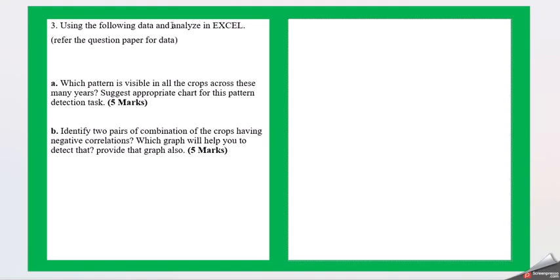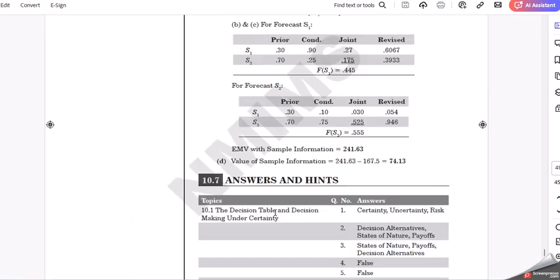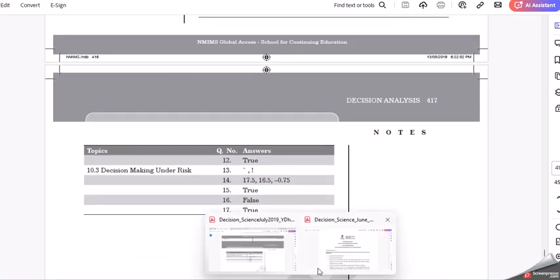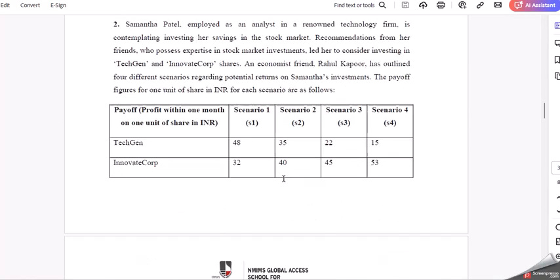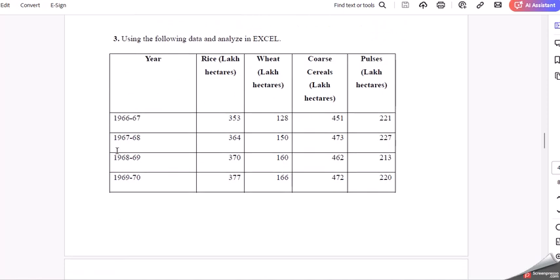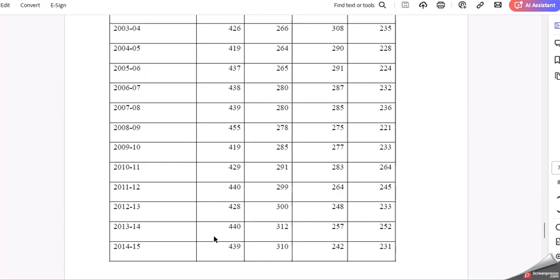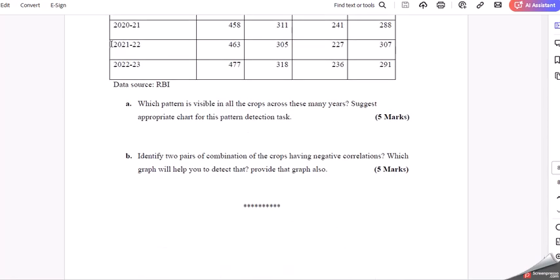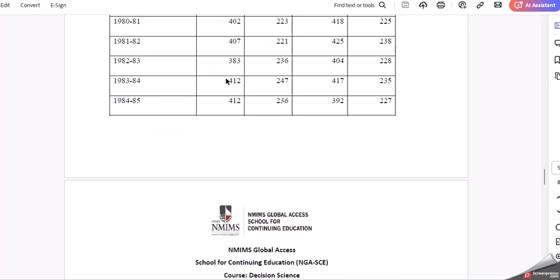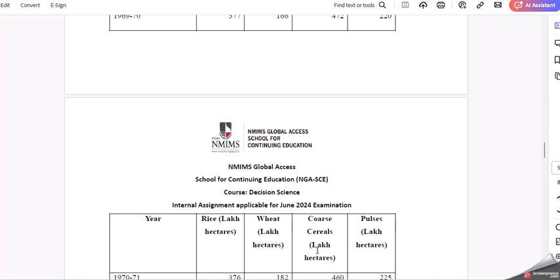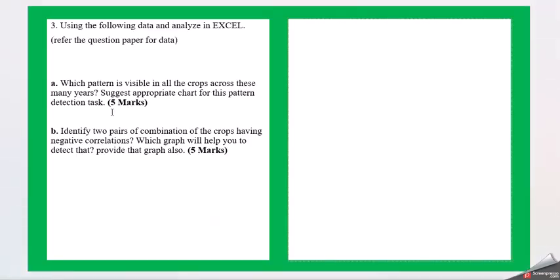Using the following data, analyze in Excel. There is a very big dataset given for question 3. It starts from year 1966-67 to 2022-2023. Such a big dataset you have. You can copy and paste the information into Excel and then you can easily work out the problem.